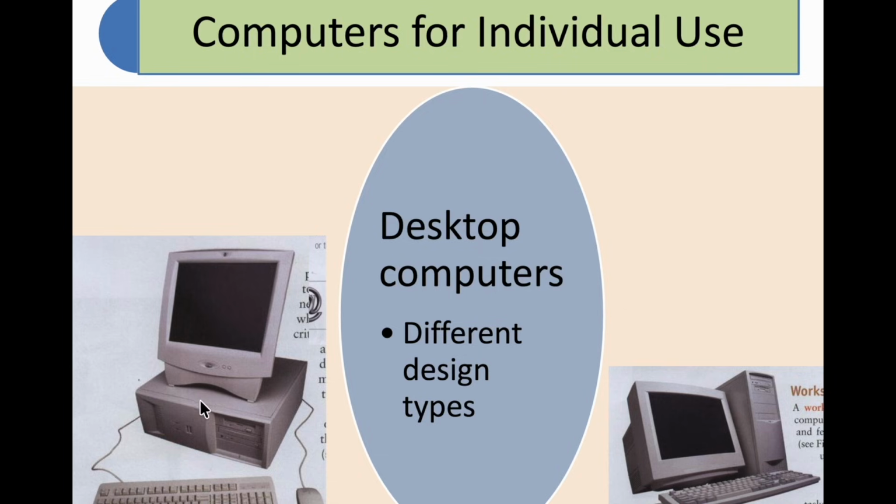Here, this picture shows a desktop computer design where you can see that the CPU is placed horizontally, and then you can put the monitor either on top of the CPU or on the side of the CPU, but the CPU is placed horizontally. But this other picture shows that the CPU is placed vertically. So you can see the horizontal design, and the other is the vertical design.